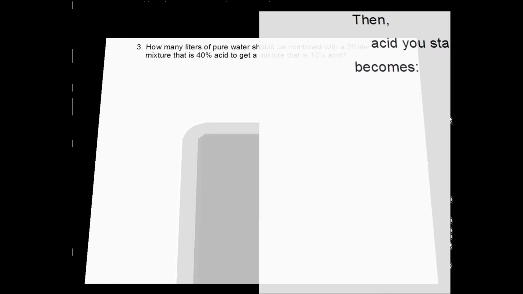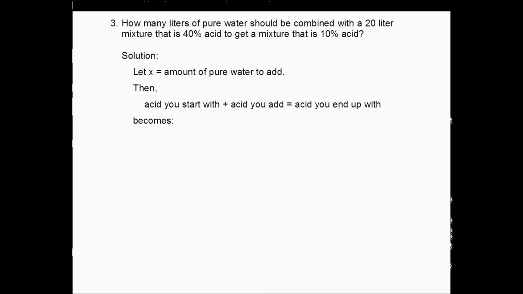This type of mixture problem can also be used to look at trying to reduce pollution in an environment. You don't have to eliminate it, you just have to cut down on it. So let's see, the amount of pure water, let's call that X. The acid you start with is 0.4 times 20, plus the acid you add. Now notice, we're not really adding any acid. It would be 0 times X, is equal to the acid you end up with, 0.1 times 20 plus X.